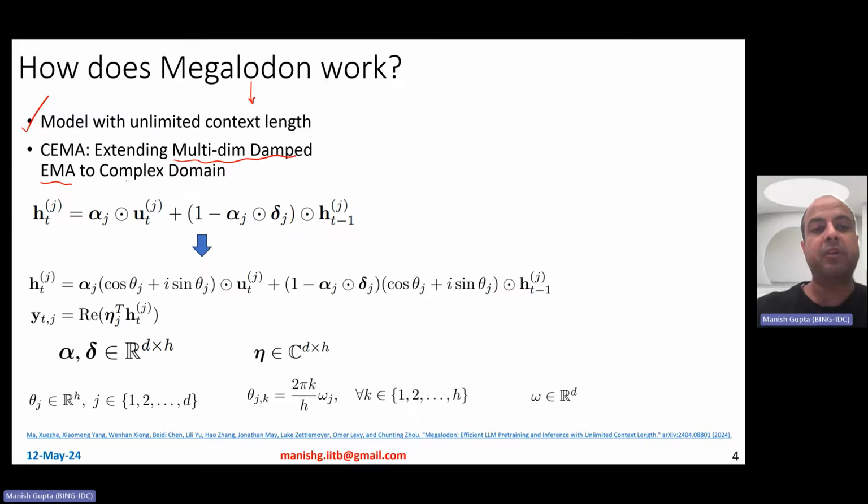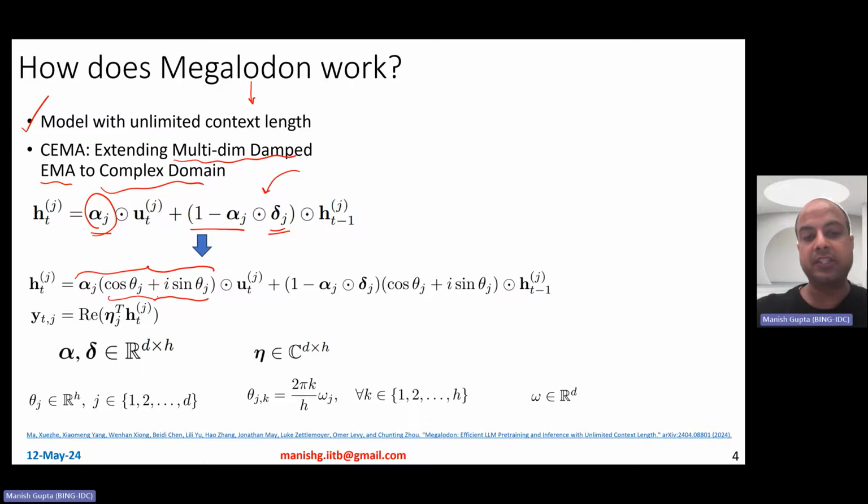multi-dimensional damped EMA to the complex domain. This was the equation of multi-dimensional EMA, where if you notice there was alpha j and 1 minus alpha j, of course combined with delta, the damping factor. But what they do is replace alpha j with this: alpha j multiplied by cos theta j plus i sine theta j. So they do this.